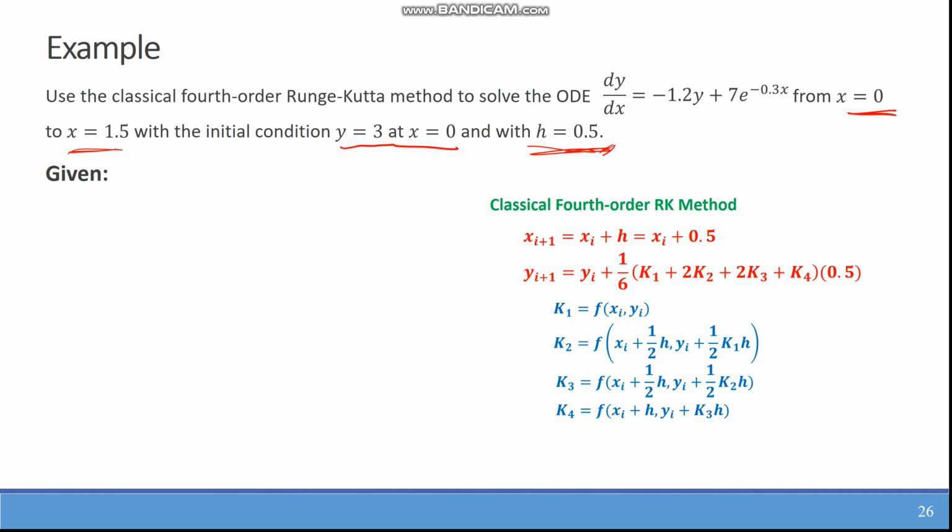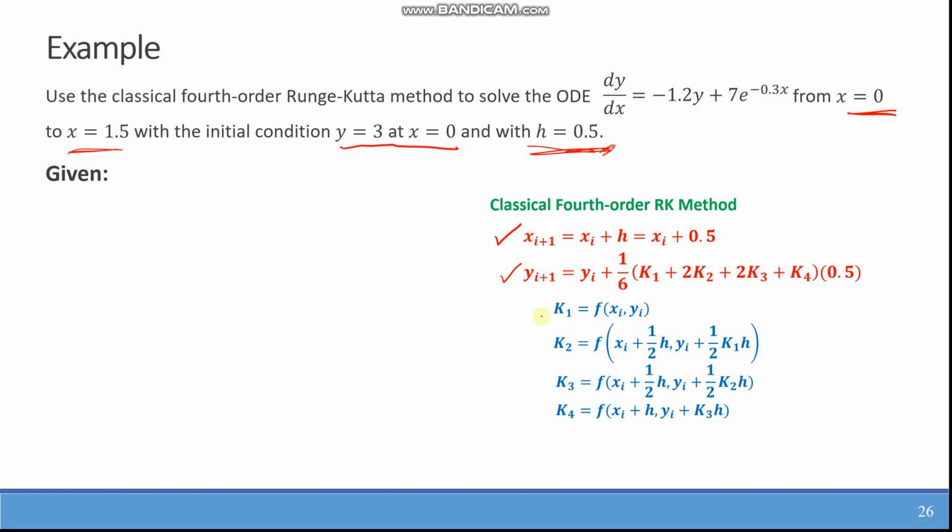So for the classical fourth order Runge-Kutta method, x is the same, of course. That is just the old x plus the step size. And then the new y is in this form: the old y plus the slope times the step size h. The slope is 1/6 times the quantity k1 plus 2k2 plus 2k3 plus k4.